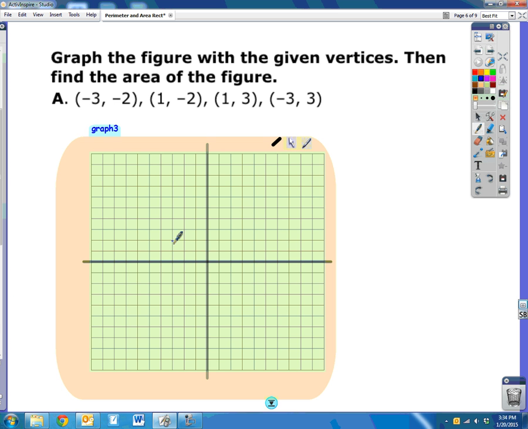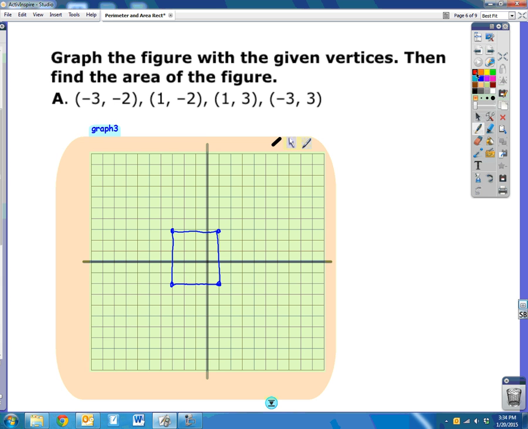So we've got -3, -2 for my first point. 1, -2 for my second point. 1, 3 for my third point. And -3, 3 for my fourth point. Looks like I have a rectangle.